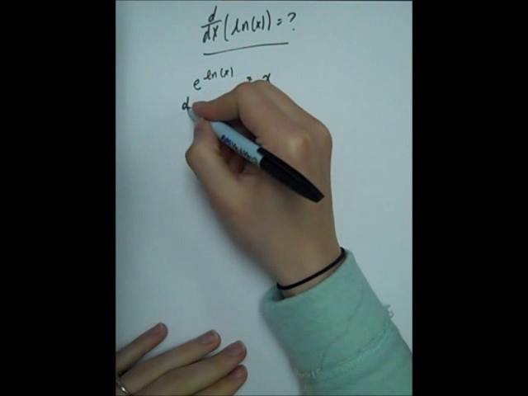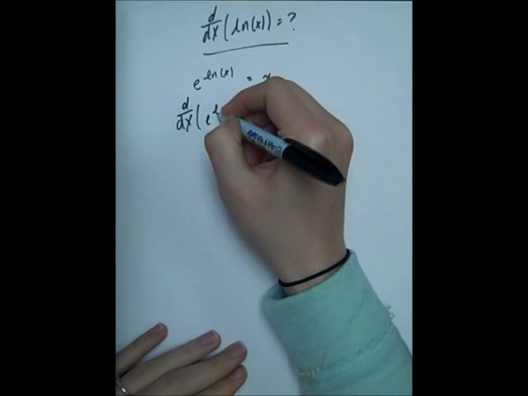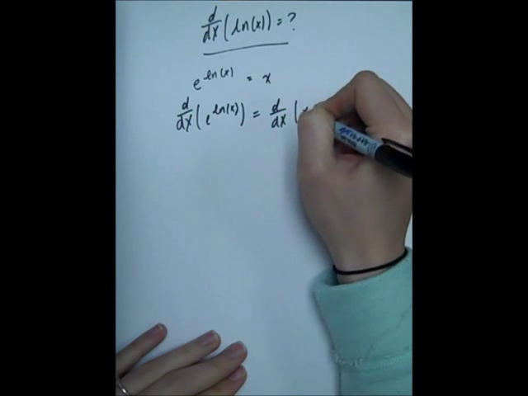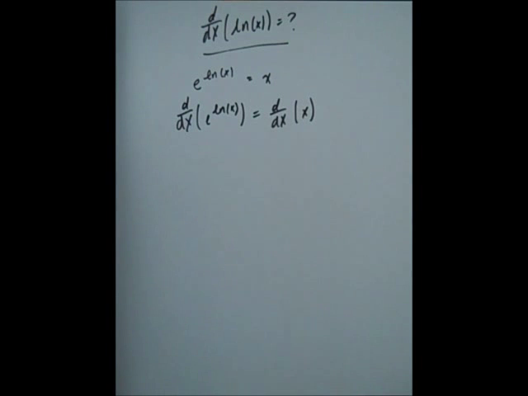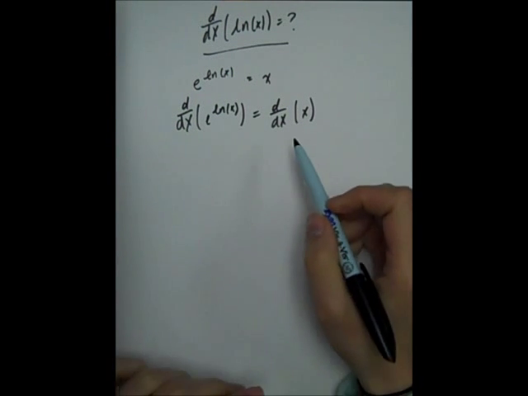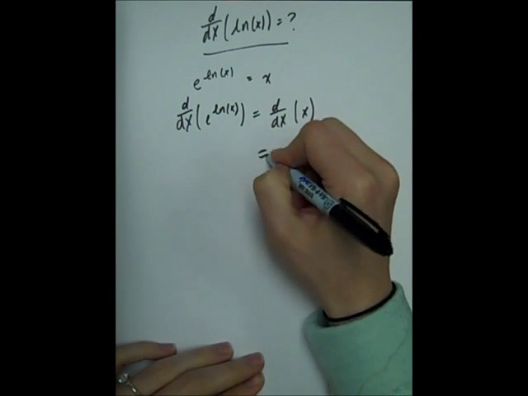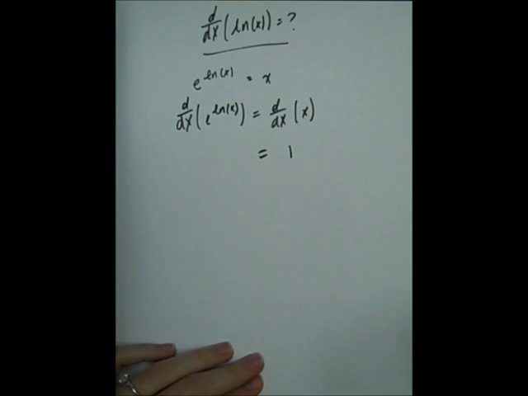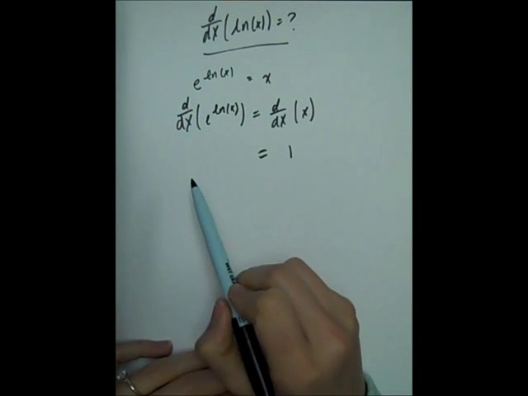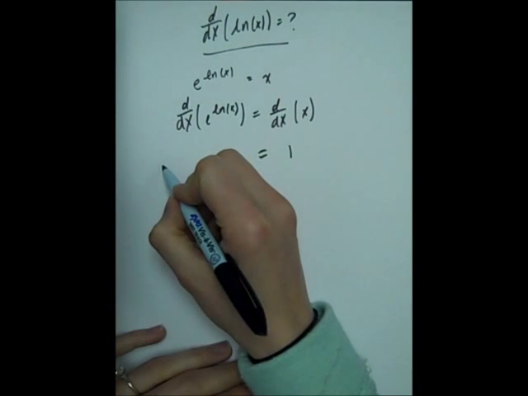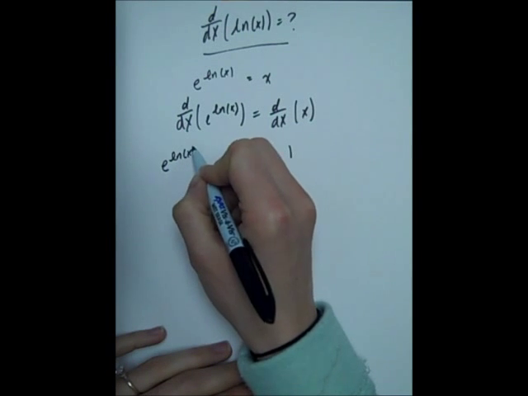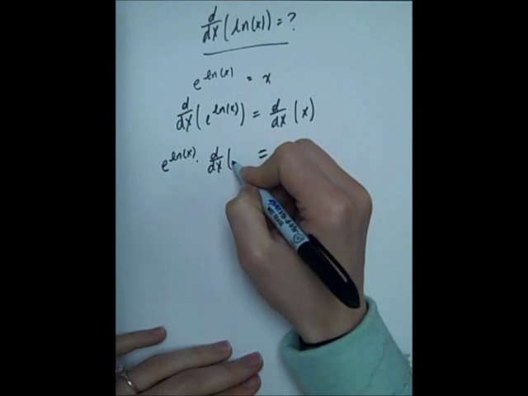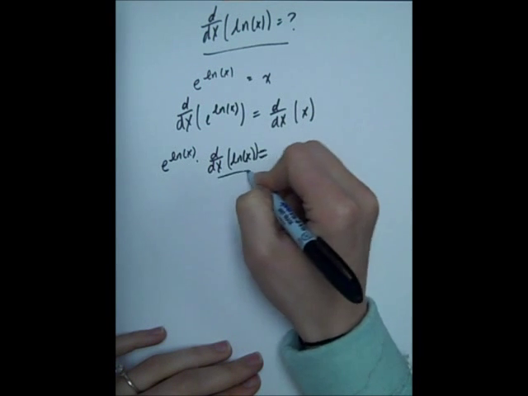Which means that the derivative of the left-hand side here should be the derivative of x. Okay? So, on this right-hand side, what's the derivative of x? That's just 1. We know how to find that one. What's the derivative of e to the natural log of x? Well, using your chain rule, it's going to be e to the natural log of x times the derivative of natural log of x. And this is what we're trying to look for.